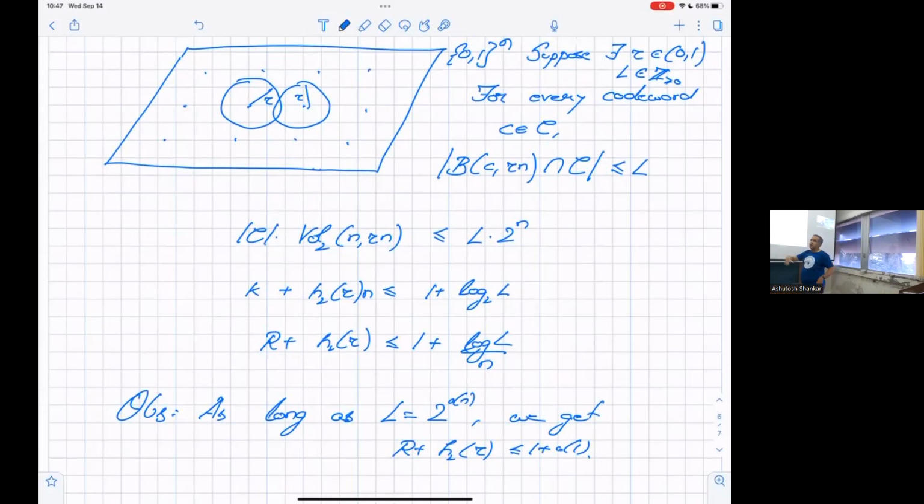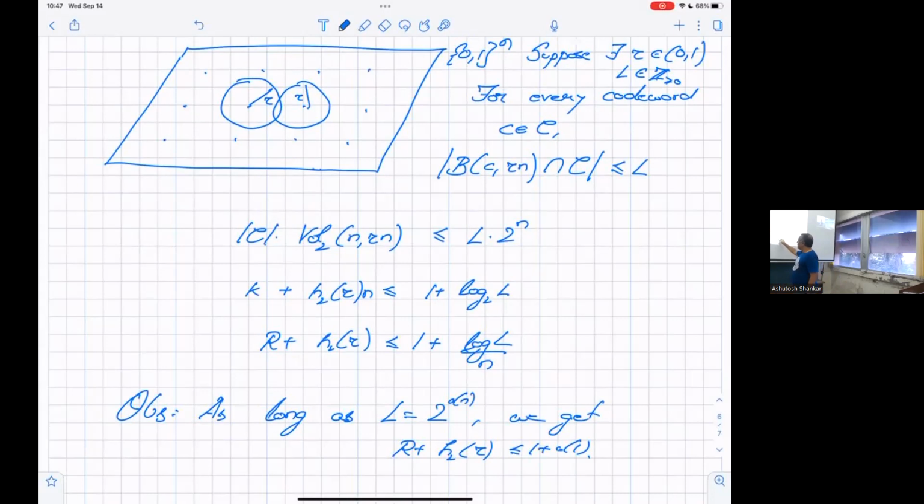For example, an instantiation of this is tau being delta by 2 and L being 1. But I'm claiming that that was one extreme case of this. You could have set tau to be a much larger quantity as long as the corresponding L was sub-exponential. It will still give you a bound. It will give you R plus H2(tau). So for every choice of tau and L, as long as L is this, we do get this corresponding bound. The question is, can I choose tau?